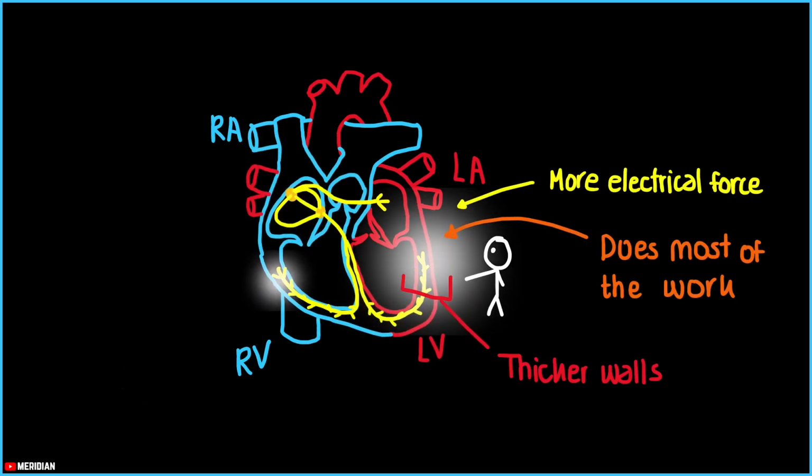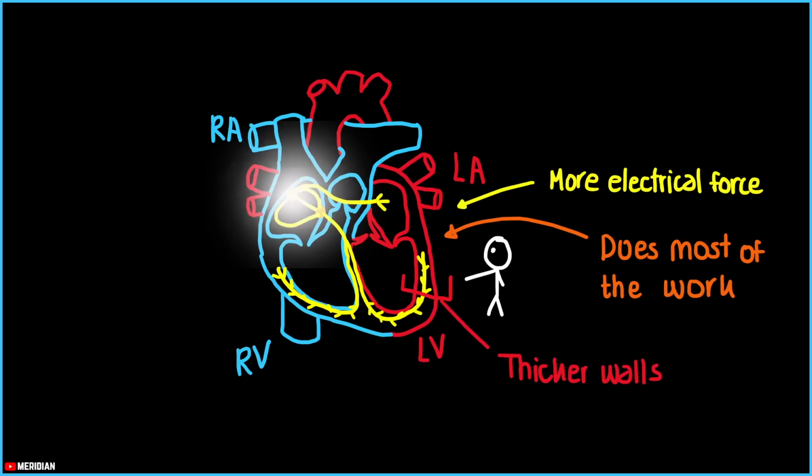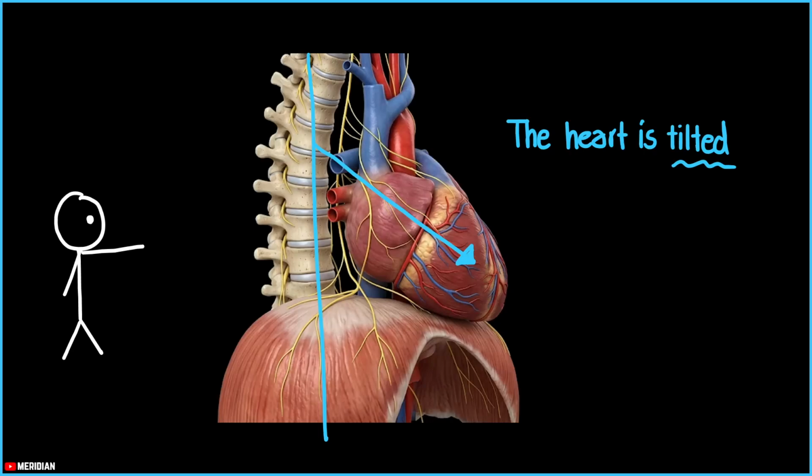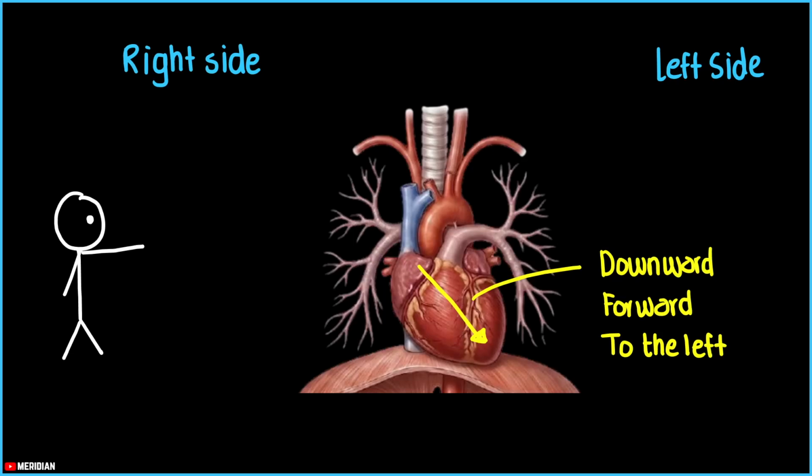In a normal heart, the left ventricle is more muscular than the right, so it contributes more to the overall electrical pull. And there's another key detail. The heart doesn't sit upright in the chest. Its general orientation is tilted. It is tilted downward and to the left.